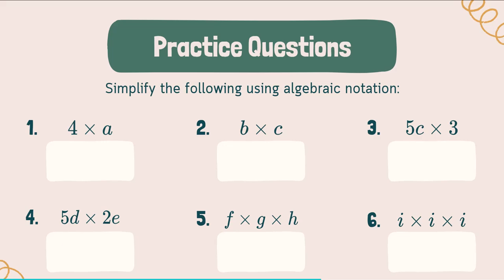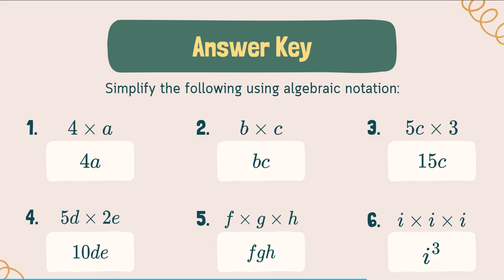I hope you have solved them. Now let me show you the answer key. So, 4 multiplied by A will be written as 4A, B multiplied by C will be written as BC, 5C multiplied by 3 will be written as 5 3s are 15 and variable C, 15C.